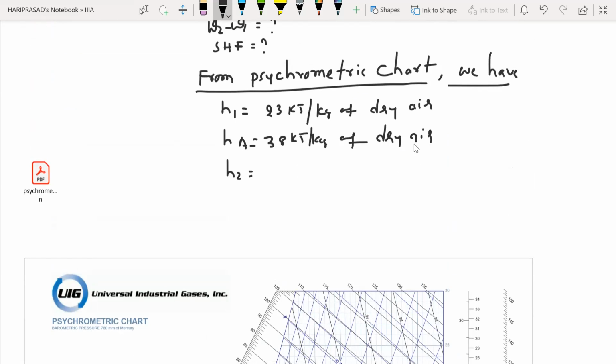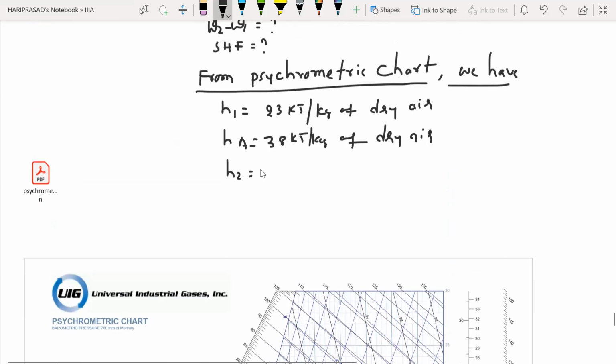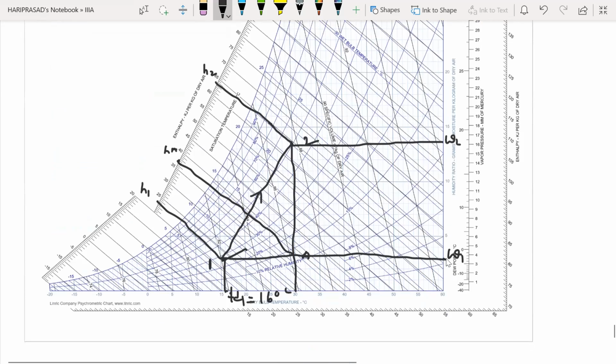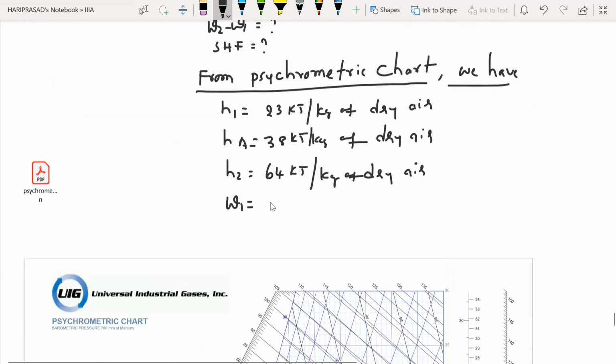Next one is H2. From the graph itself, you will get H2 is equal to around 64, so the value of H2 will be 64 kilojoules per kg of dry air. Similarly, you will get omega 1, the specific humidity at point 1, which is around 2 grams. In kgs, that means 0.002, so from that you will get 0.0026 kg per kg of dry air.